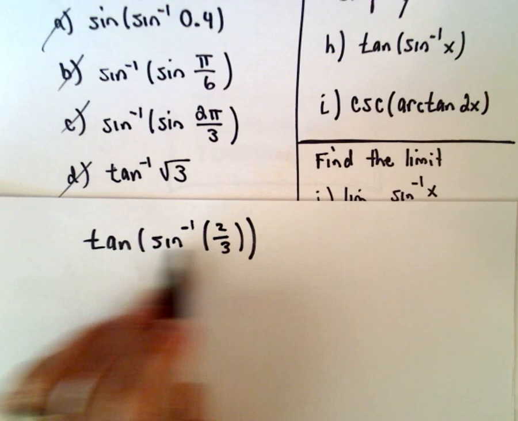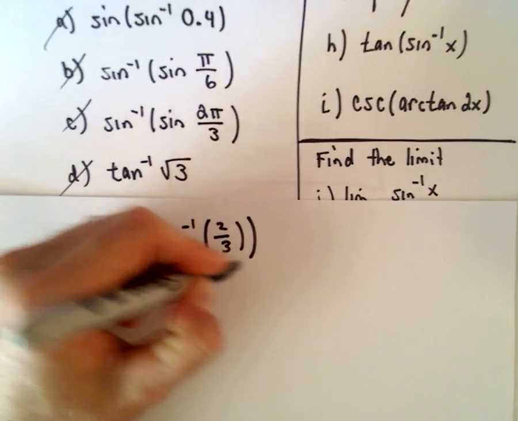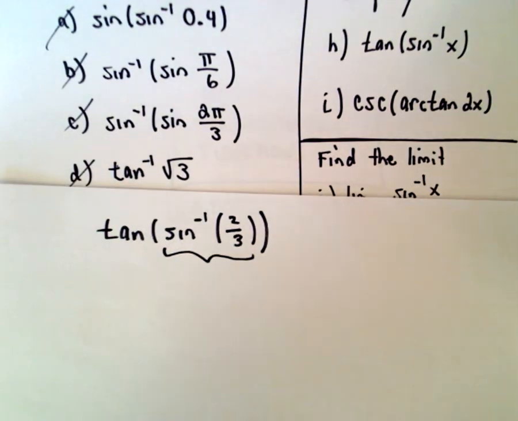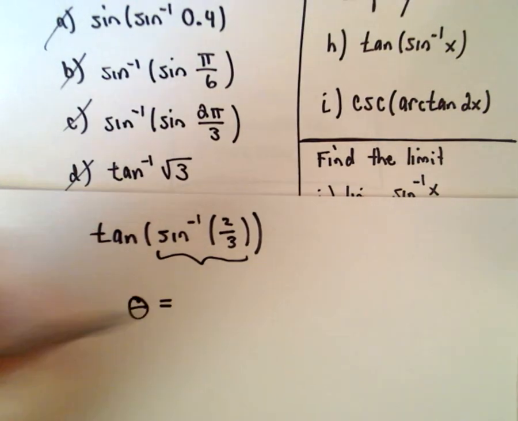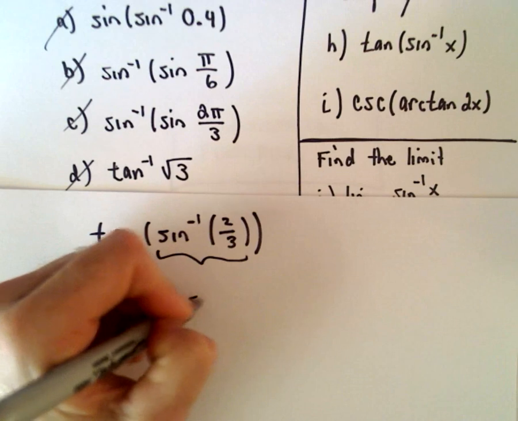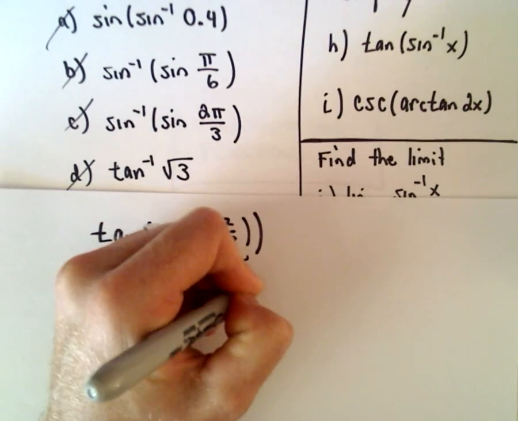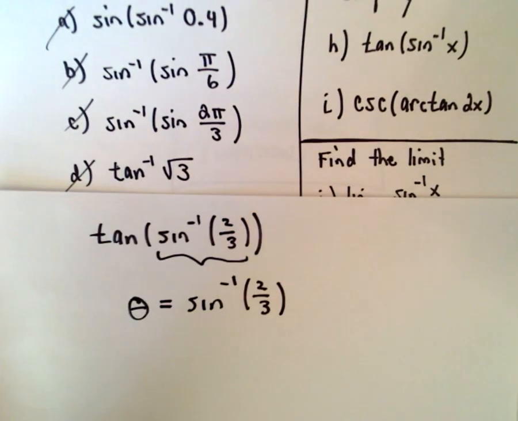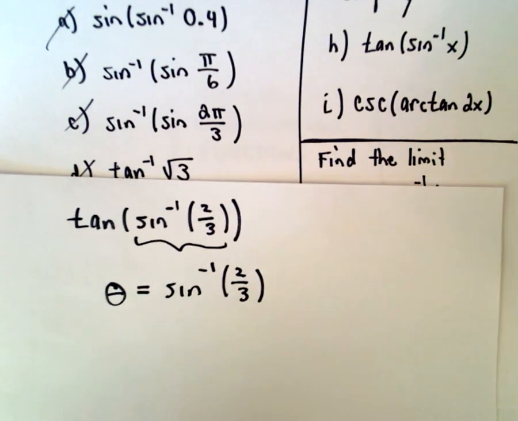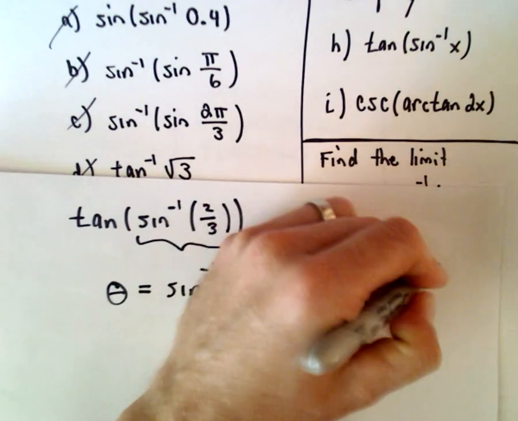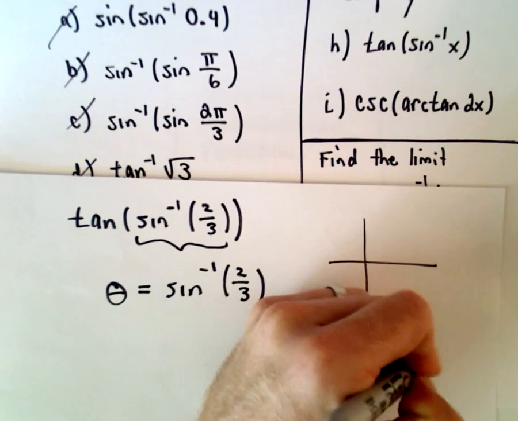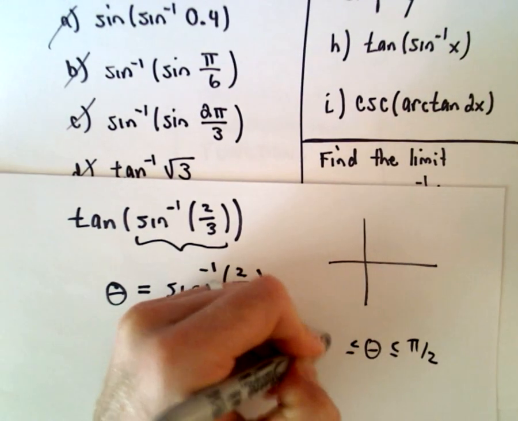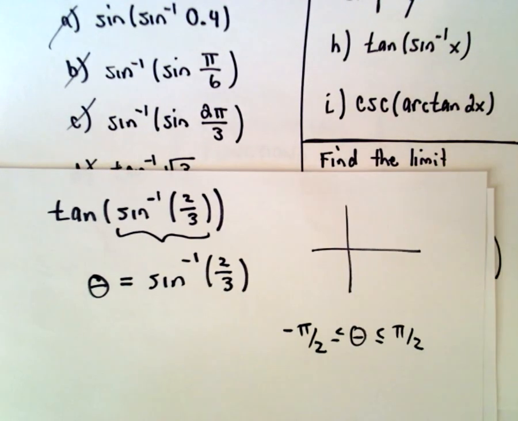So I'm going to relabel the stuff on the inside. I called it x a second ago. You can call it whatever variable you want. I'm going to call it theta this time. So theta is going to equal the inside stuff. Okay, so first off, our solution here, theta, would have to be between negative pi over 2 and positive pi over 2, just like we saw in the last example.